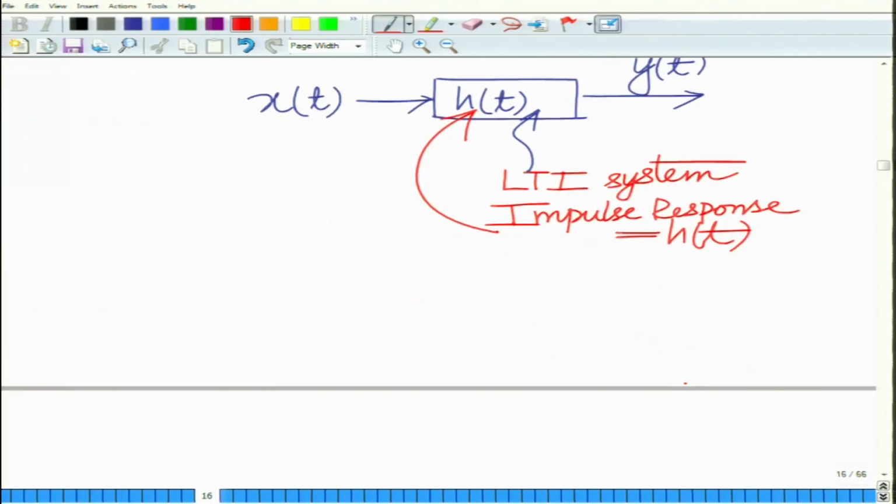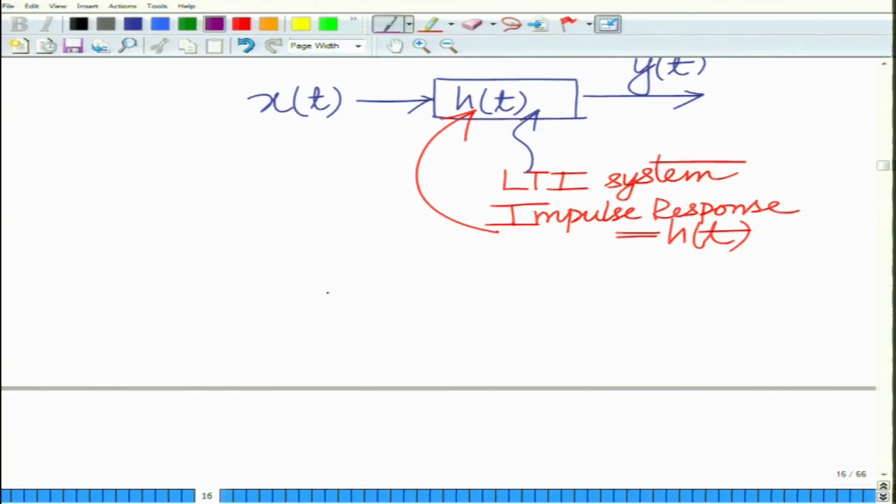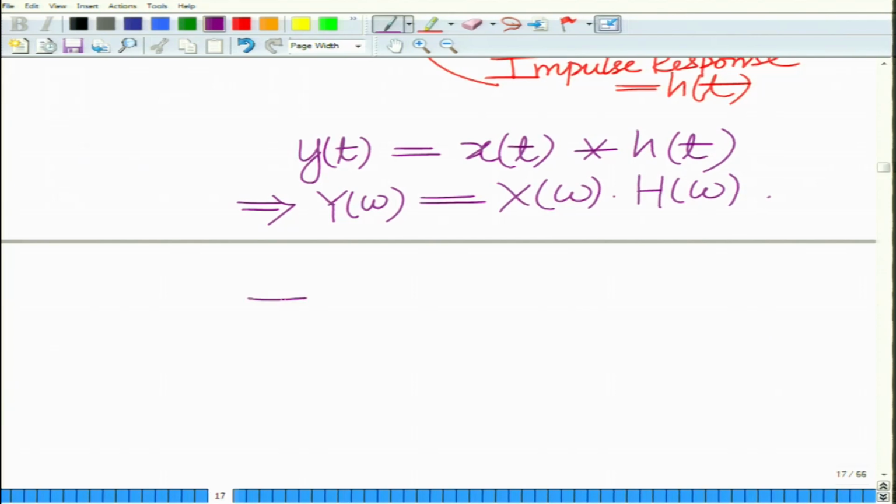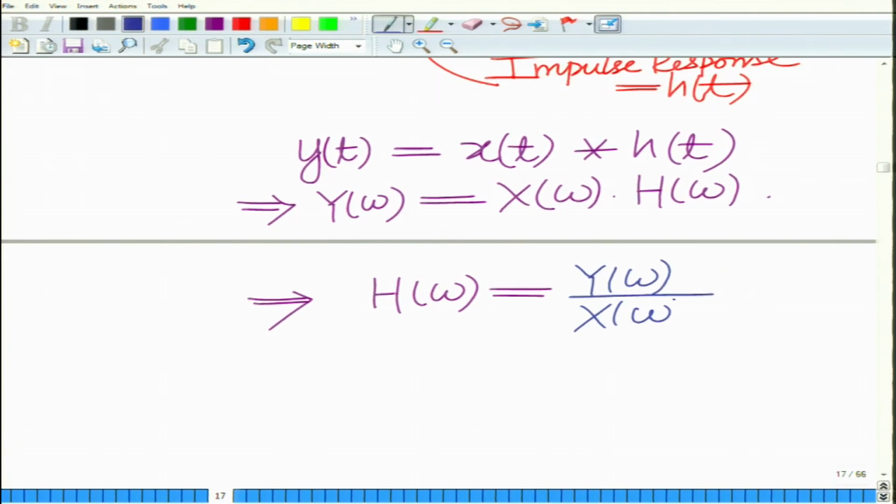When the signal x of t is input to an LTI system with impulse response h of t, the output y of t is the convolution of the input with the impulse response. So y of t equals x of t convolved with h of t. Convolution in the time domain leads to multiplication of the corresponding frequency responses. When you take the Fourier transform, Y of omega equals X of omega times H of omega, which implies H of omega equals Y of omega divided by X of omega, and this is termed as the transfer function, the frequency response of the system.